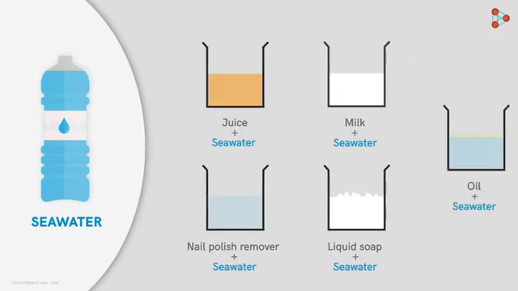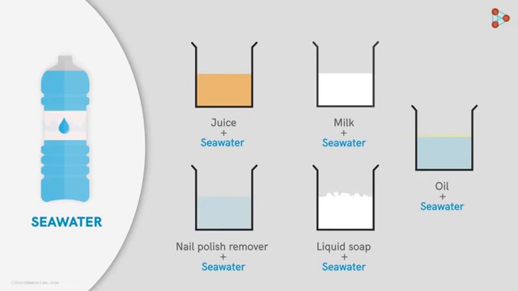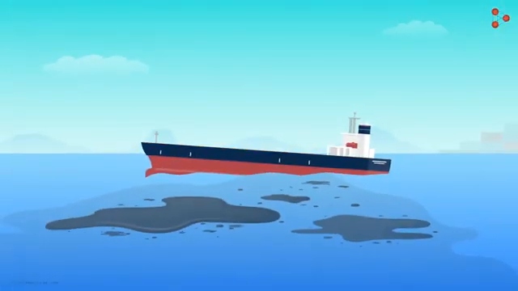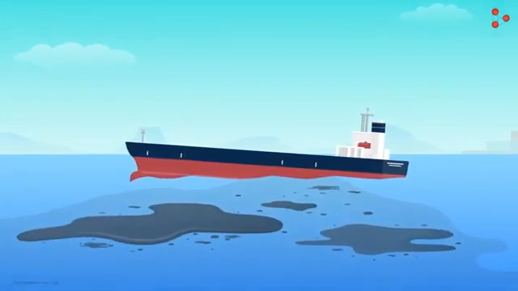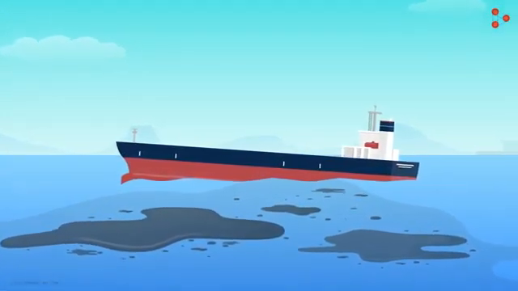But now try dissolving oil in it. We will see that unlike the other liquids, oil will not mix with the water. It just forms a layer above the water. This is often seen when an oil spill occurs at the sea. It happens when the oil leaks from the ships carrying oil from the oil mines.